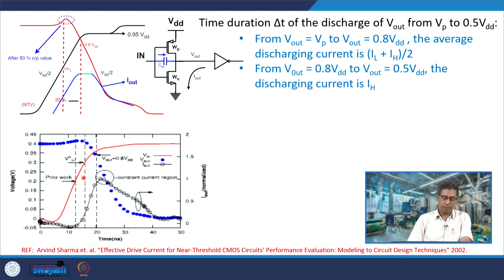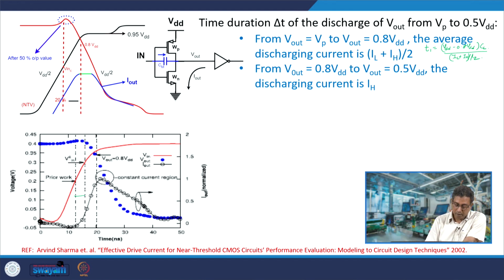So, from the time when V out is Vp to V out being 0.8 VDD, we said that the average current is IL plus IH by 2, because it is almost a linear increasing current. What is the time duration corresponding to this? Let us call that time duration T1. The discharge is from VDD to 0.8 VDD, so VDD minus 0.8 VDD, into the load capacitance or total output capacitance, which is the charge. This charge is being discharged by IL plus IH by 2. So, this is the time duration T1.